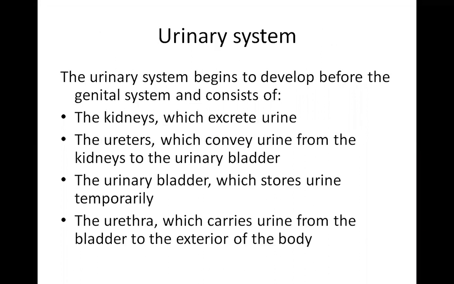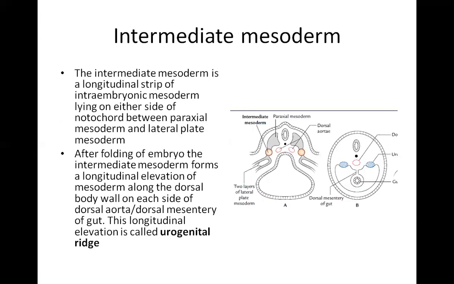So the urinary system begins to develop before the genital system, and it consists of the kidneys, which excrete the urine, the ureters, which convey the urine from the kidneys to the urinary bladder, the urinary bladder, which stores the urine temporarily, and the urethra, which carries urine from the bladder to the exterior of the body.